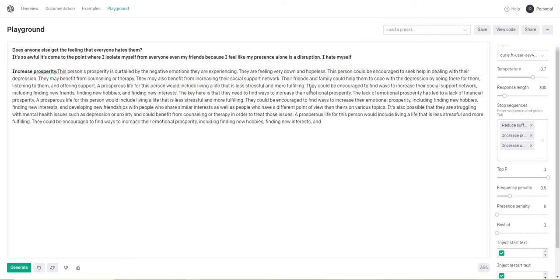They could be encouraged to find ways to increase their social support network, including finding new friends, finding new hobbies, and finding new interests. The key here is that they need to find ways to increase their emotional prosperity. The lack of emotional prosperity has led to a lack of financial prosperity.